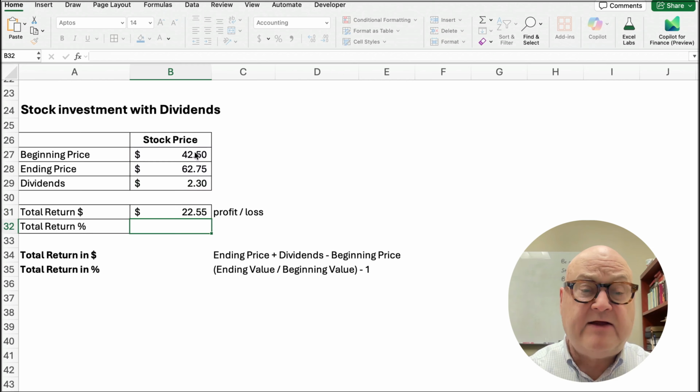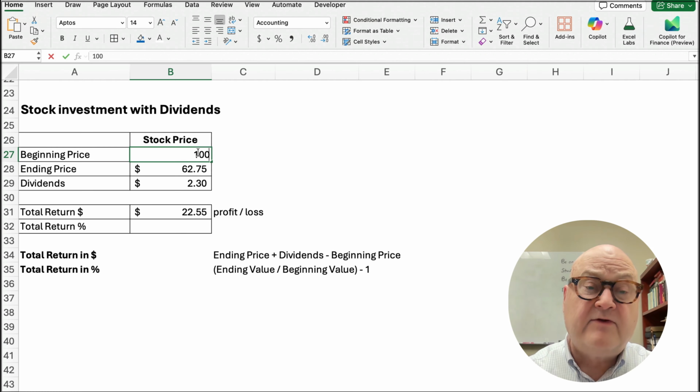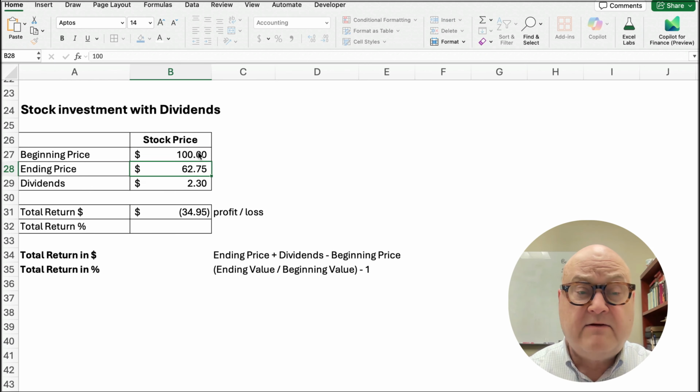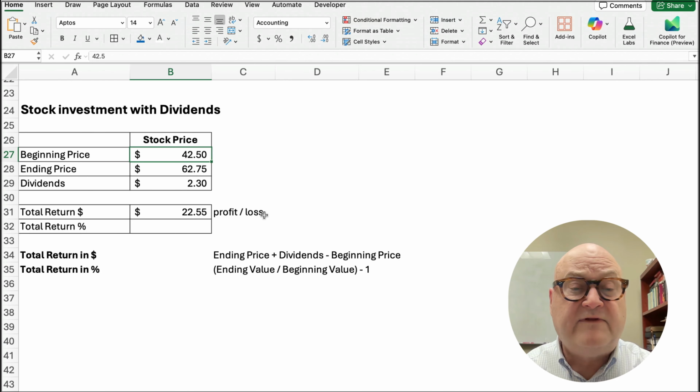So we have a return of $22.55, or this is a profit of $22.55, or it could be a loss. If we invested $100, then we're sitting at a loss of $34.95, right? So let's go back and put our original $42.50. It grew to $62. We made $20 there basically, and then another $2.30 with dividends. Well, we want to convert that to a percentage rate.